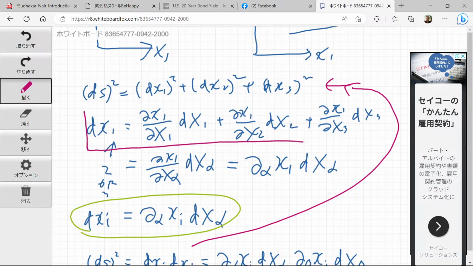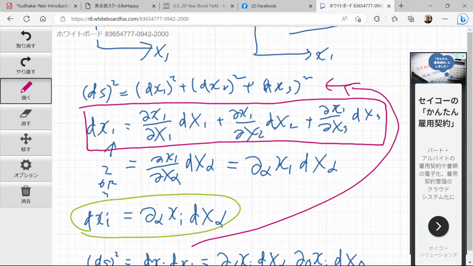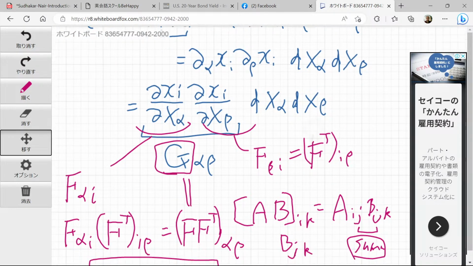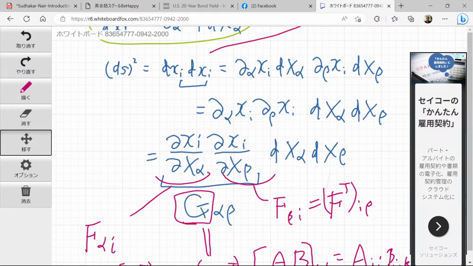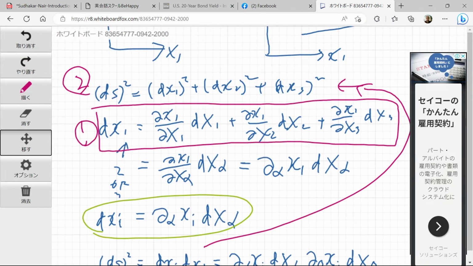So the very important part is actually this one. This is the most important. The second important is this. Then you can obtain the G tensor easily. I can show you this one again. So this way. Okay, so I think it is clear.